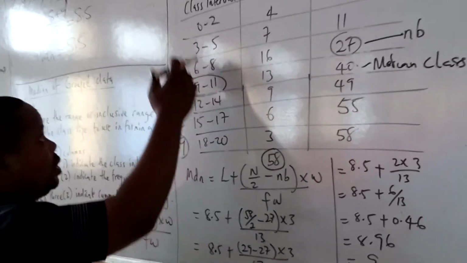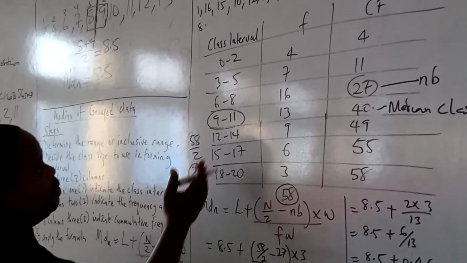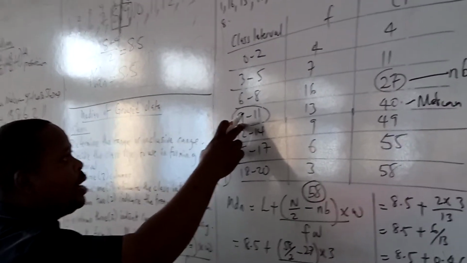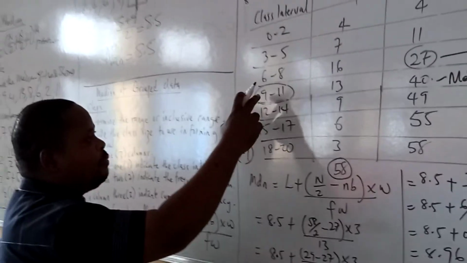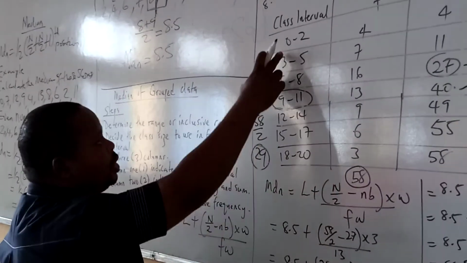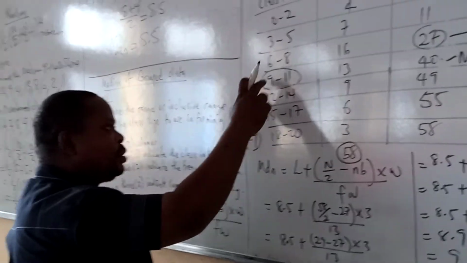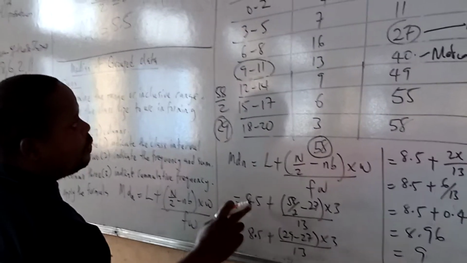Now, the class interval has two sets of scores. The one on the left is the lower limit, and the one on the right is the upper limit. The lower limit is 8.5. Remember, you subtract 0.5 from the lower class boundary. The lower limit is obtained by subtracting 0.5 from 9, and what we have is 8.5.